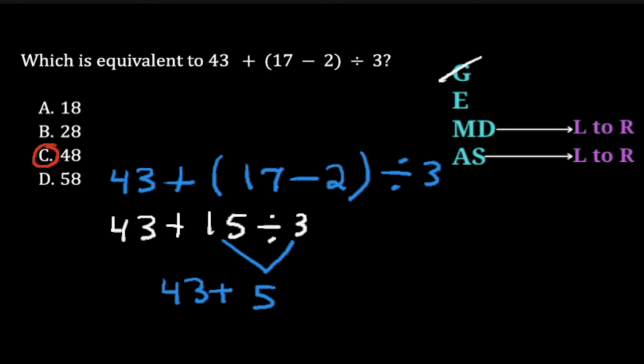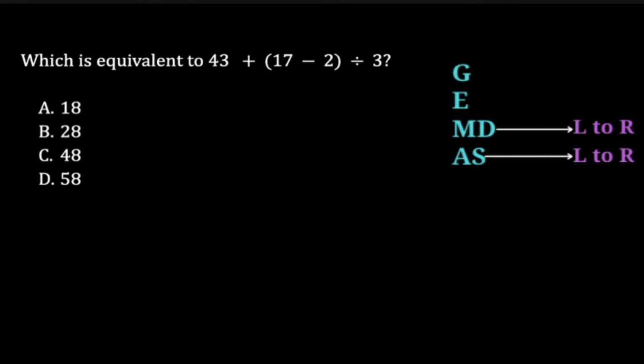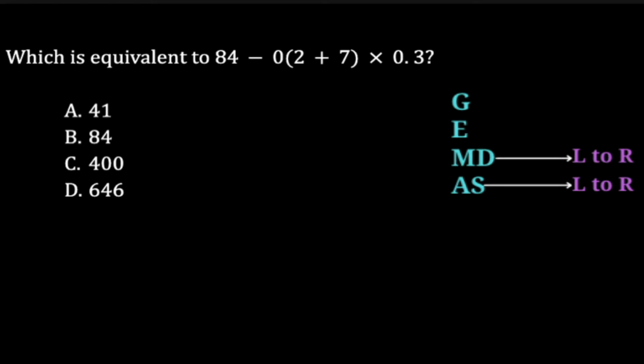Okay, so let's move on to another problem here. We have which is equivalent to 84 minus 0 times the quantity 2 plus 7 times 0.3. Again, I'm going to rewrite this to make it easier. So 84 minus 0 times the quantity 2 plus 7 times 0.3.